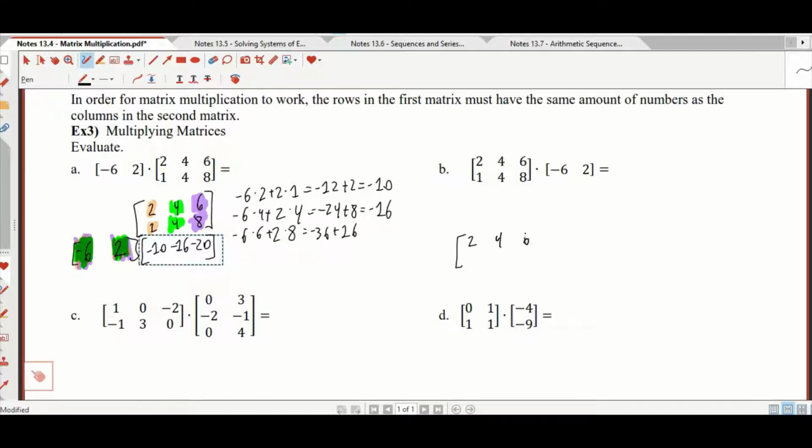2, 4, 6, 1, 4, 8, kitty corner from negative 6 and 2. So in theory, I should have a 2 by 2 matrix, but look at this. If I try to multiply this row by this column, I can't, because 2 times negative 6 plus 4 times, there's no one to go with 4, which is why we say that this is undefined.